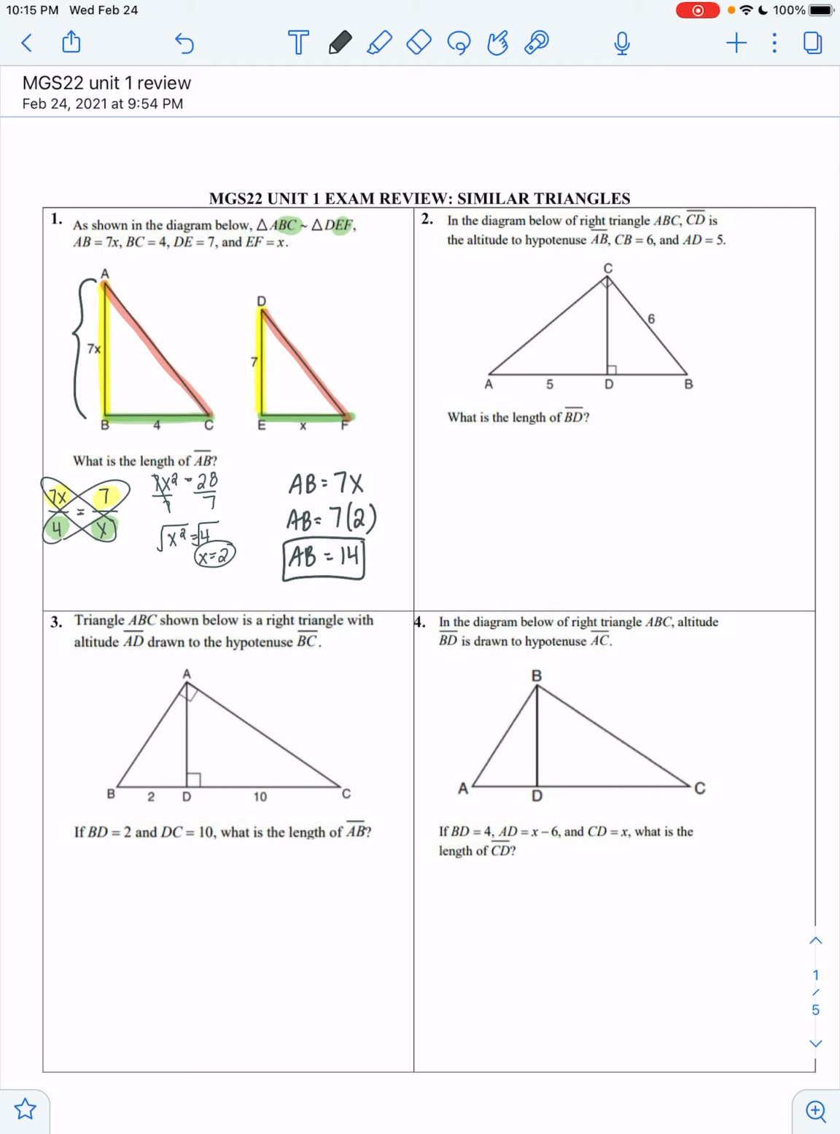All right, number 2. In the diagram below of right triangle ABC, CD is the altitude to hypotenuse AB. CB is equal to 6 and AD is equal to 5. What is the length of BD? So this is what we're looking for. This is our x.